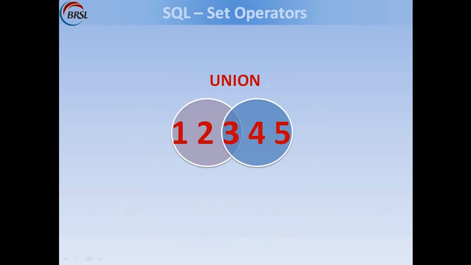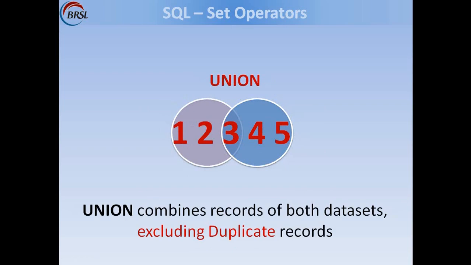Second set operator, union. Union combines records of both datasets excluding duplicate records. So the result will not contain the repeated duplicate record. So here the result contains only 5 records, 1, 2, 3, 4, 5. The duplicate record 3 is not repeating again.